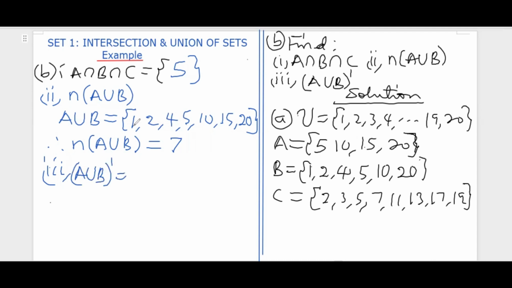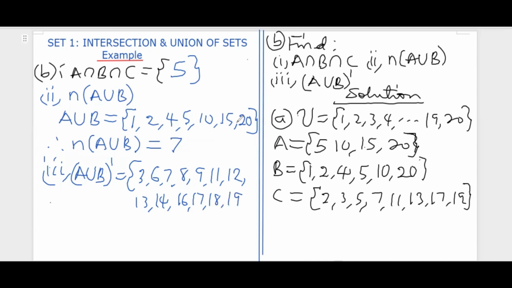So if you check in the universal set, we have 1 here, we have 2 here, 3 is not, and 3 is in the universal set. So we have 3, 4 is there, 5 is there, 6 is not here, 6, 7, 8, 9, 10 is there, 11 is not here, 12 is not here, 13 is not there. 14 not there. 15 is there. 16 is not there. 17 is not there. 18 is not there. 19. So, this is the result that we have.